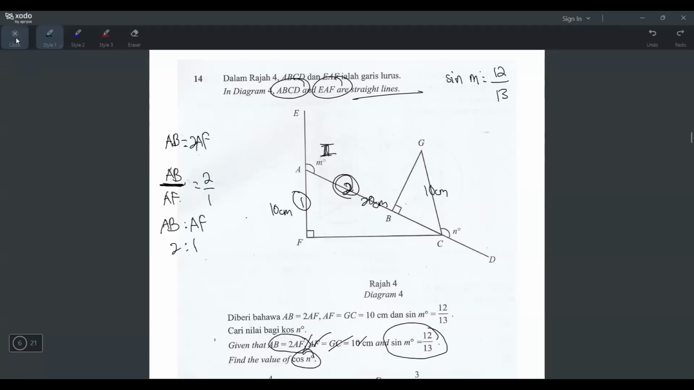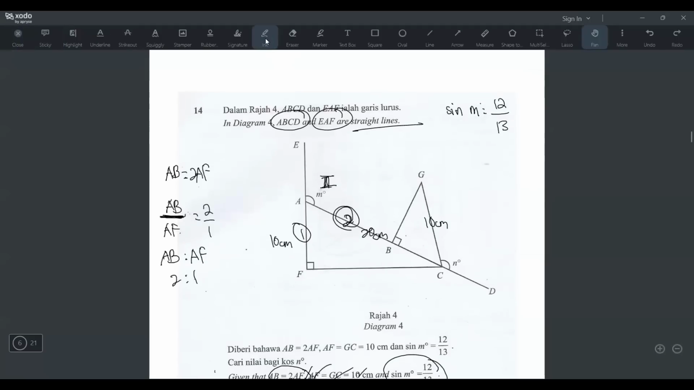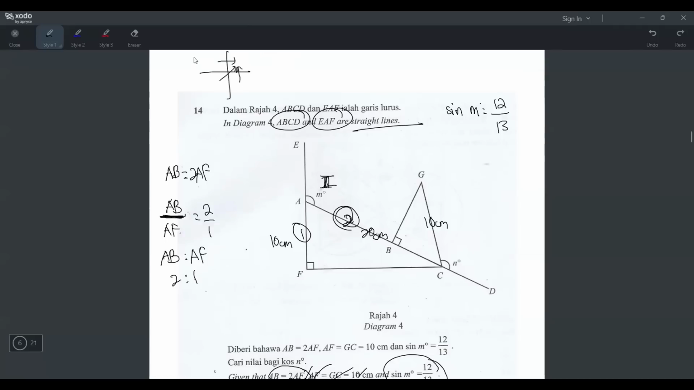And if it's a quadrant 2 angle, what you need to do is find the reference angle. If it's quadrant 2, how to get the reference? 180 minus. If it's quadrant 3, you minus 180. If it's quadrant 4, you 360 minus. This is how you get the reference angle. Quadrant 2, do it like this. Quadrant 3, quadrant 4.